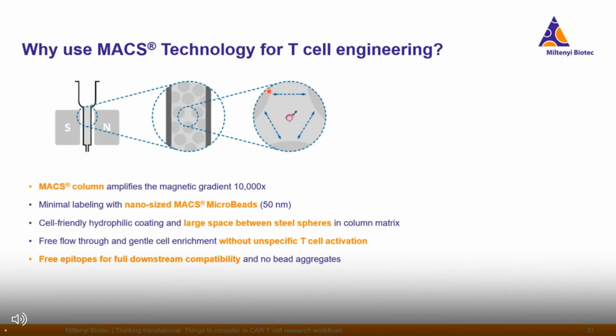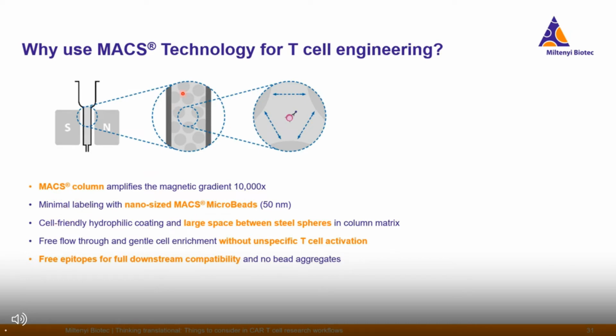Independent of the approach you decide for, standard microbeads or the straight from CD4, CD8 microbeads, the basis is always our MAX technology. But why is it so beneficial to use the MAX technologies for CAR T cell engineering, for T cell engineering, immune cell manufacturing? Our technology is based on the MAX columns, and through the columns the magnetic field is amplified by 10,000 fold. This allows us to reduce the number of beads of these nano-sized MAX microbeads, and this leads to a minimal labeling of the cells.